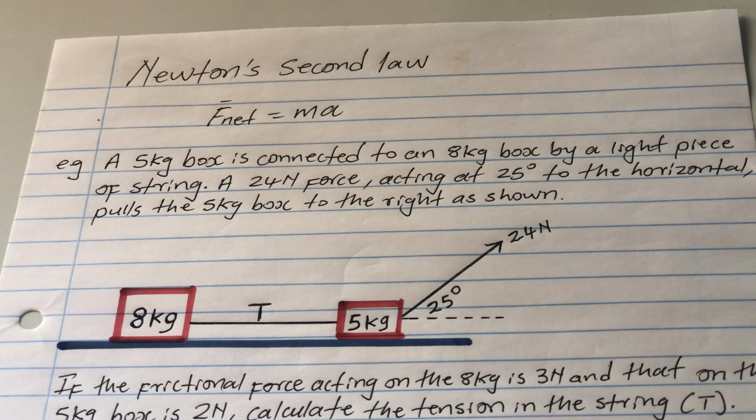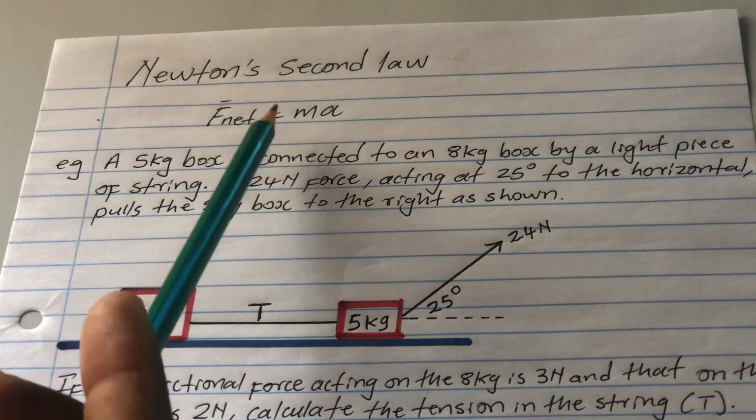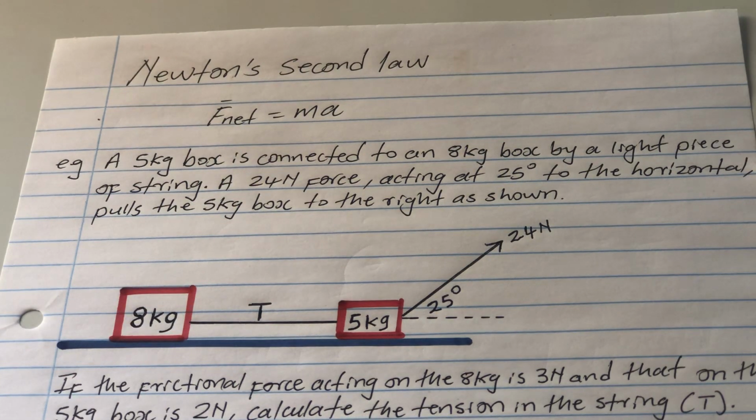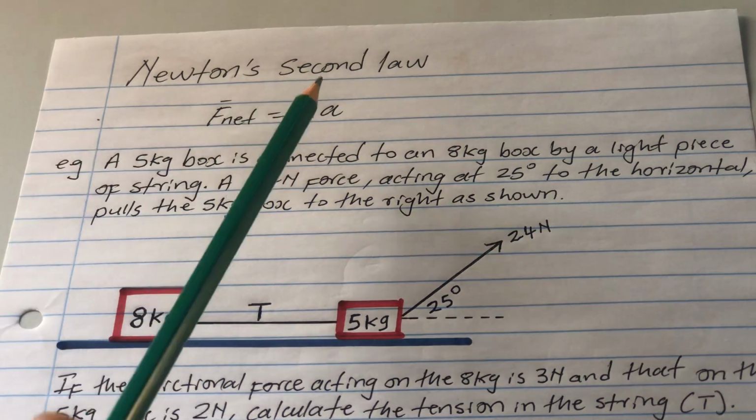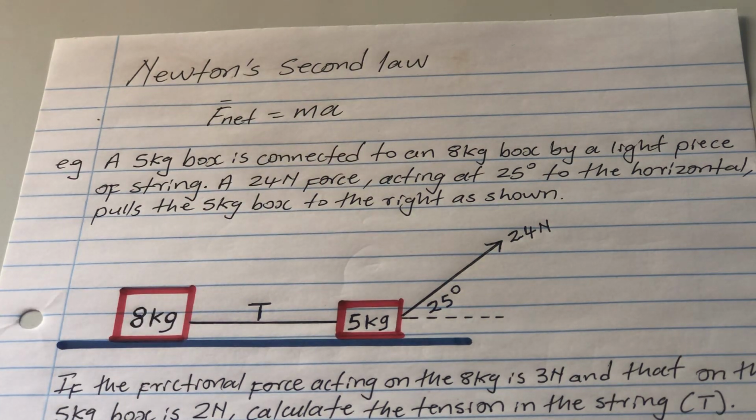We know that this law says that when a net force is applied to an object of mass, it accelerates in the direction of the net force. The acceleration is directly proportional to the net force and inversely proportional to the mass. You can see that I've put the mathematical expression of this law, which is F net equals ma, the mass and the acceleration.